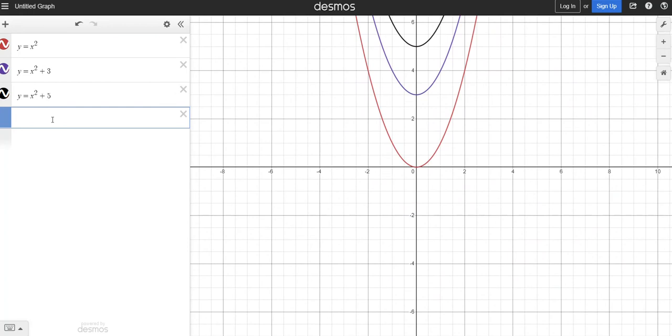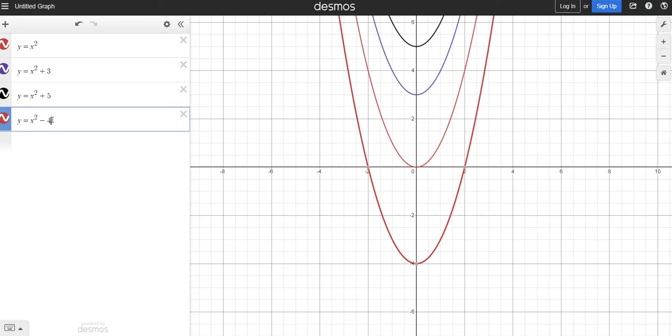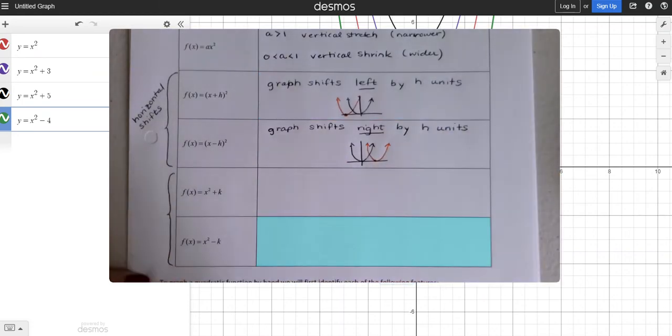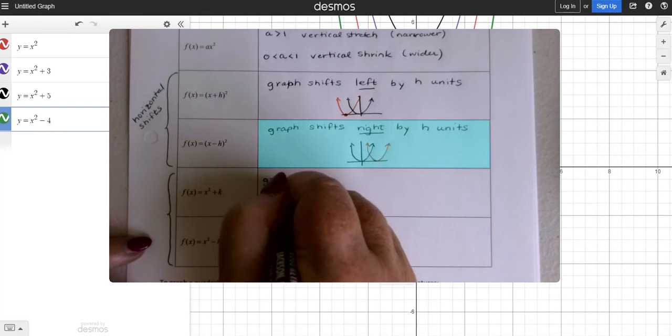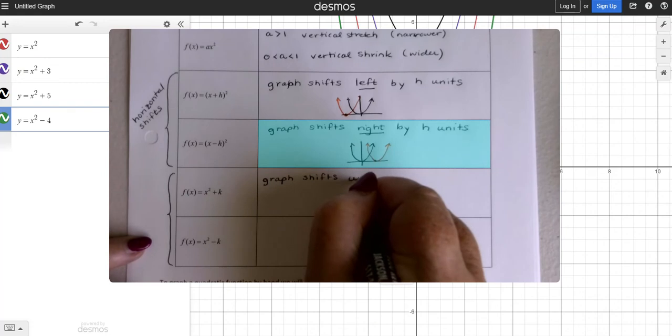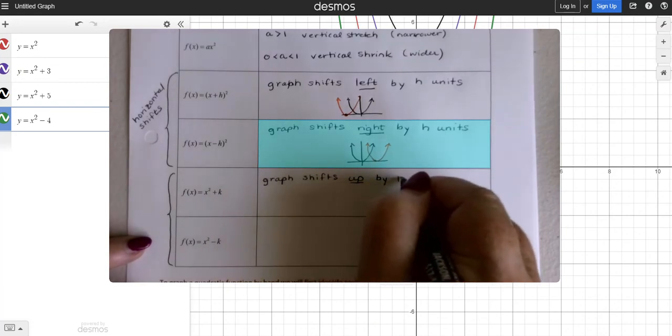And I think we can get this all in one graph. Let's do the minuses as well. What if I did x squared minus 4? You'll notice that new green graph has moved down 4 units. So if I add, I move up, and if I subtract, I move down. X squared plus a number, graph shifts up by k units.